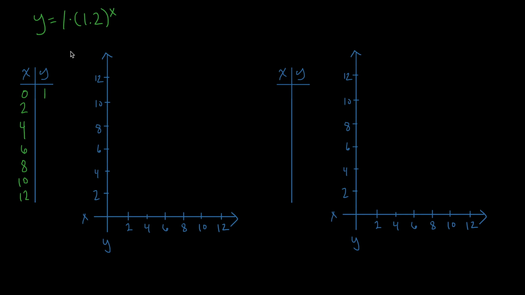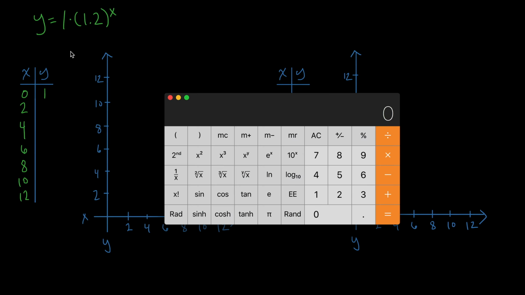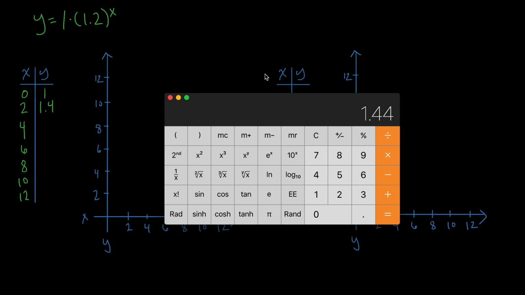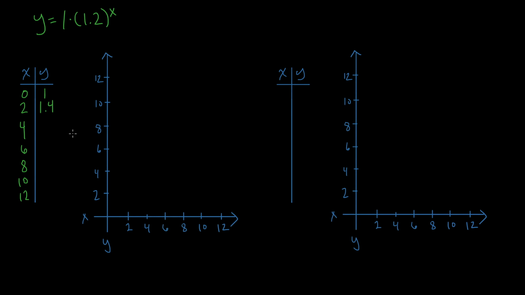what y is equal to when x is equal to 2, let me bring that calculator back up, and that's just going to be 1 times 1.2 to the second power. And so that's going to be 1.44, and I'm going to round just to the 10th here. And bring that calculator back up. When x is equal to 4, that's going to be 1 times 1.2 to the 4th power, which is going to be 2.07, which is going to round up to 2.1.